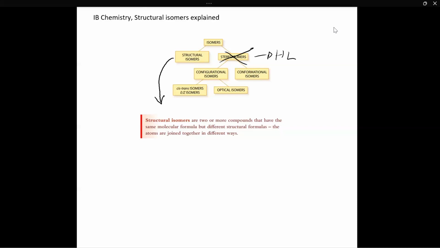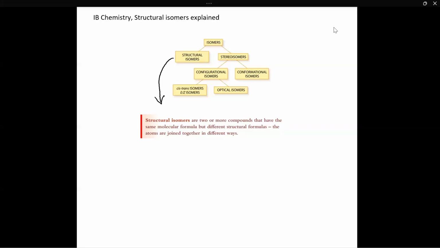So I'm going to be only looking at structural isomers. And obviously, for structural isomers, both SL and HL students need to know it. But SL students only need to know about structural isomers. You do not need to know anything about stereoisomers. It will not be asked in your exam. HL students, not SL students, you will need to know both types. Lucky you. So let's move on.